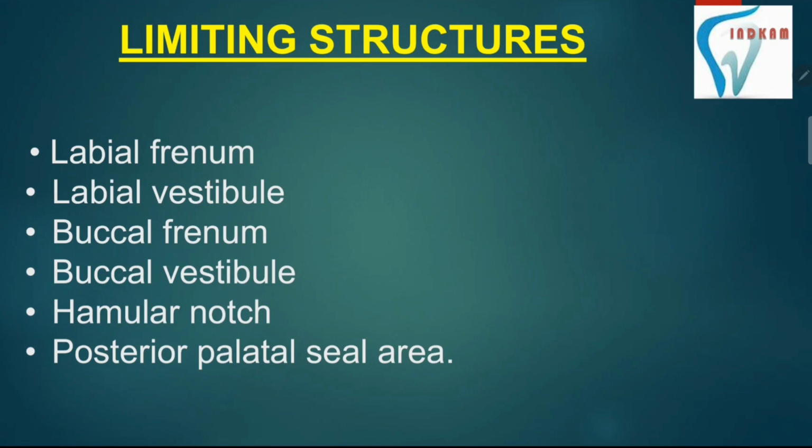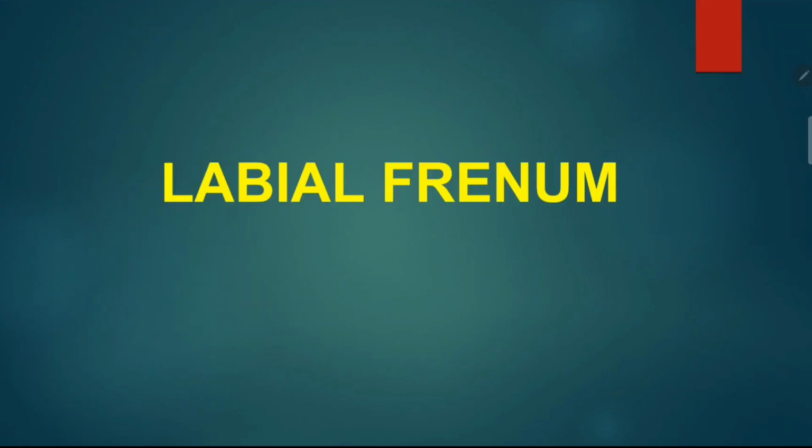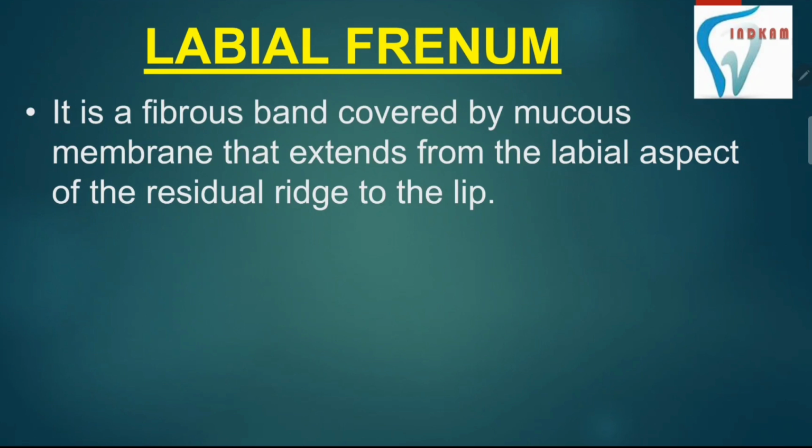Following are the limiting structures which are present in maxilla. These are labial frenum, labial vestibule, buccal frenum, buccal vestibule, hamular notch, posterior palatal seal area. Labial frenum. So, what is a labial frenum?